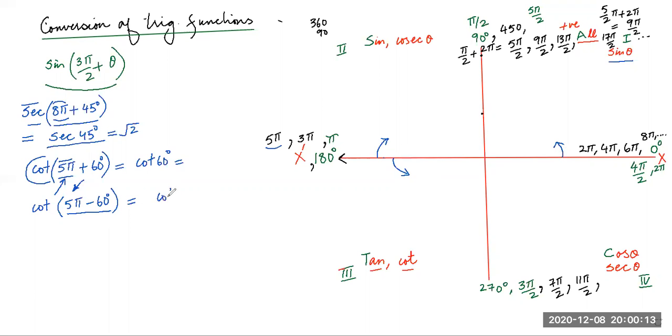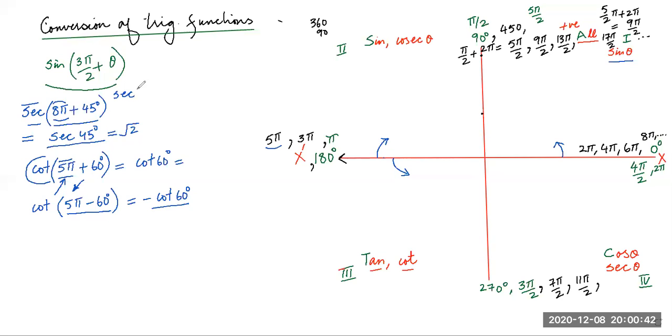5 pi minus 60 will be in the second quadrant. Now think whether 5 pi is on the x-axis or y-axis. If it is on the x-axis, you are in sleeping mode, no conversion. So 5 pi is on the x-axis, I will write cot. Second, you see whether cot theta is positive or negative in the second quadrant. Negative. So I will simply write minus cot 60. So simply you can convert here also.